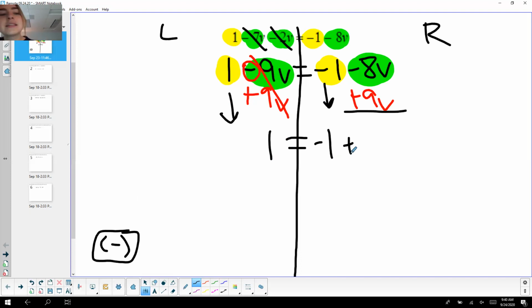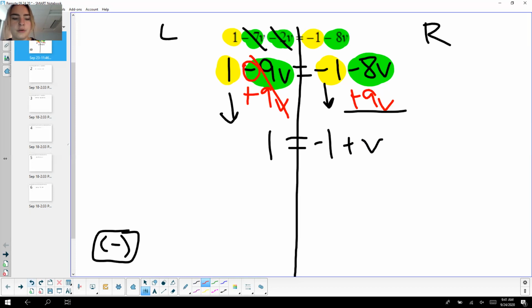So +1v. Now I'm just going to write v, and the reason I'm doing that is because anytime we see a variable by itself, it's always implied or assumed that there's a 1 in front of there. So anytime you see a variable by itself, it's always got an invisible 1 in front of it.